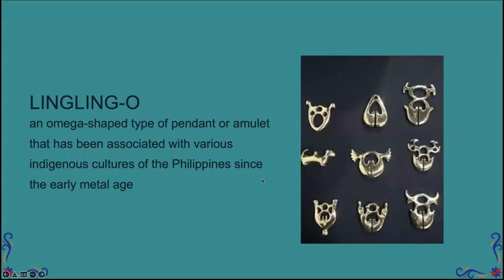Next is the Lingling O. Lingling O, but it's in an omega shape. It's like a Greek letter, omega. An omega-shaped type of pendant or amulet that has been associated with various indigenous cultures. Again, indigenous like Igorot and others. We know that the Philippines has a lot of indigenous groups, not only Igorot. So it's associated with various groups. Probably we see this from these people wearing an amulet or pendant since the early metal age. That's why it's made of metal.